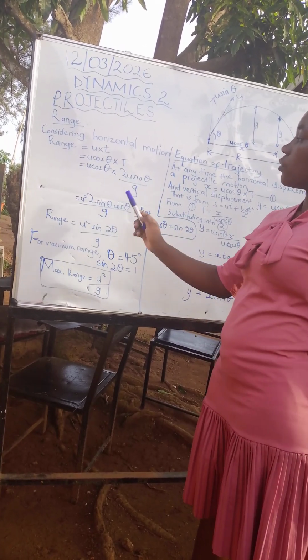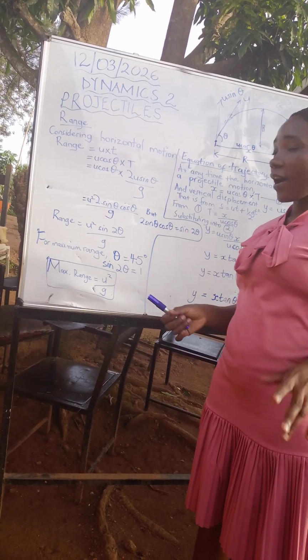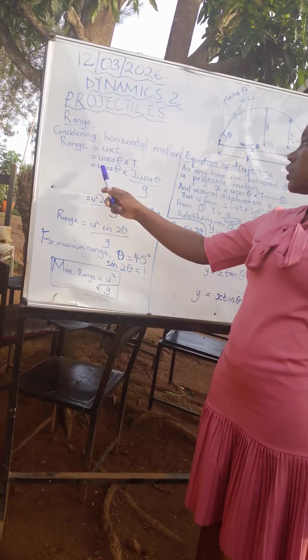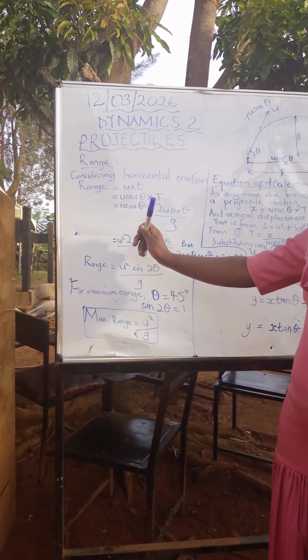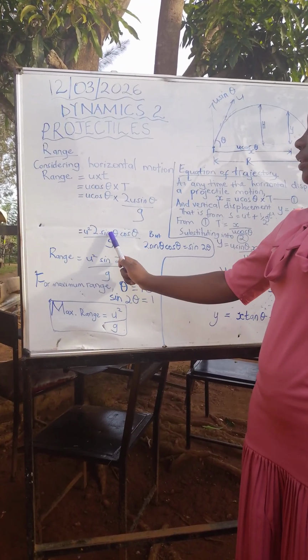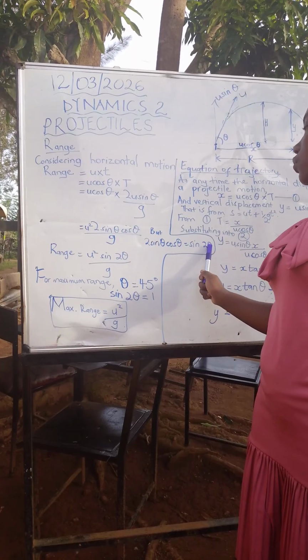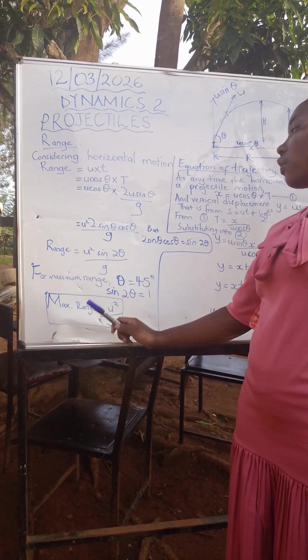And so when we simplify, you find u times u is u squared, times 2 sine theta cos theta, over g. But 2 sine theta cos theta is the same as sine 2 theta. So range is u squared sine 2 theta over g.